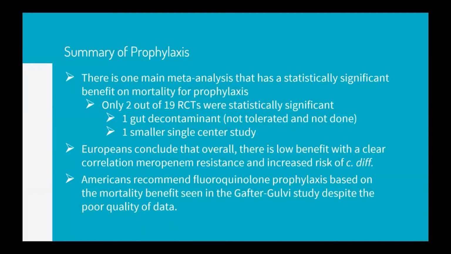So I just went through a ton of data. So I want to summarize everything I just went through for prophylaxis. Overall, there is one main meta-analysis that has a statistically significant benefit on mortality for prophylaxis. Of the 19 RCTs in that meta-analysis, only 2 were statistically significant. One being a gut decontamination study, which is not tolerated or done anymore, and the second being a smaller single center study.